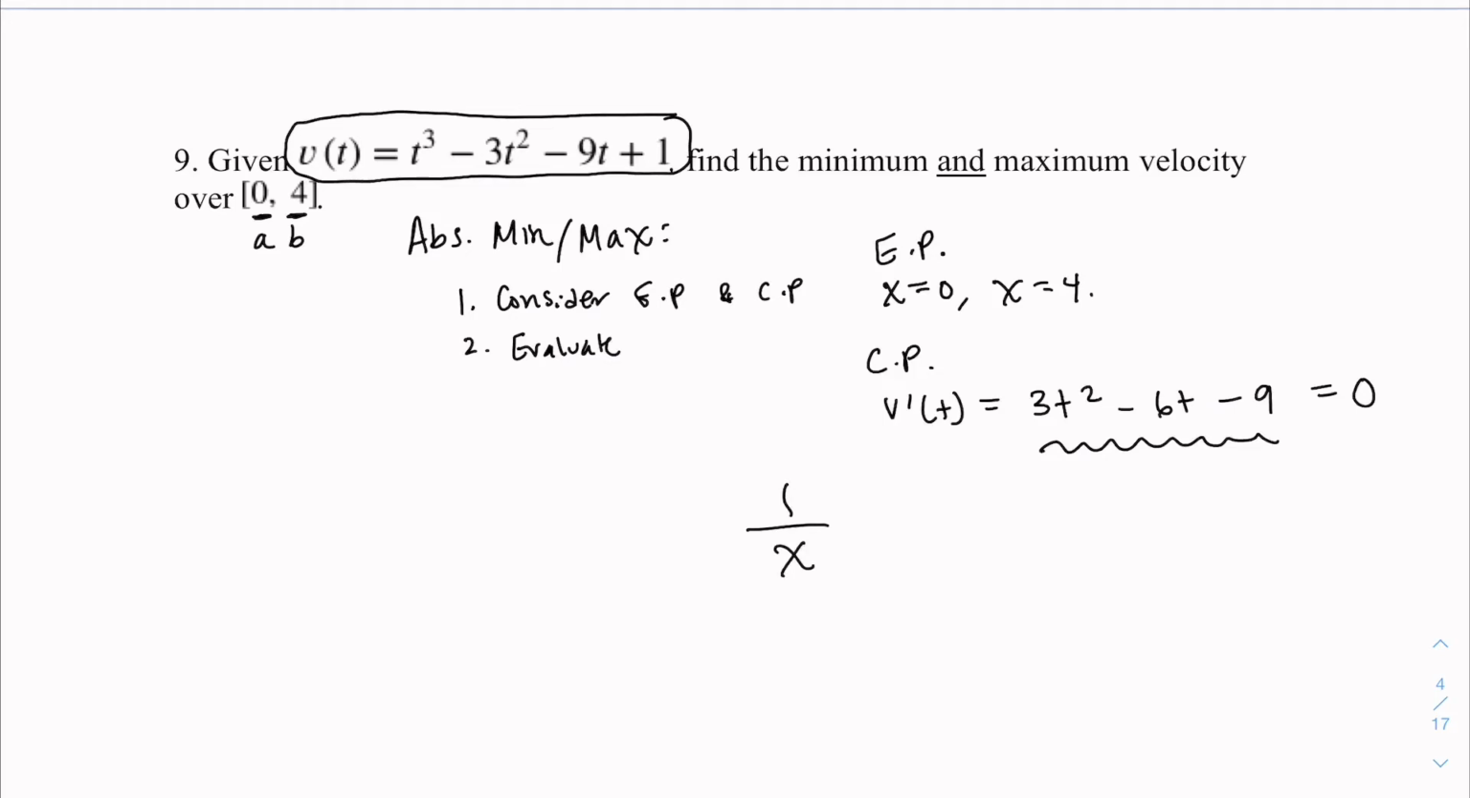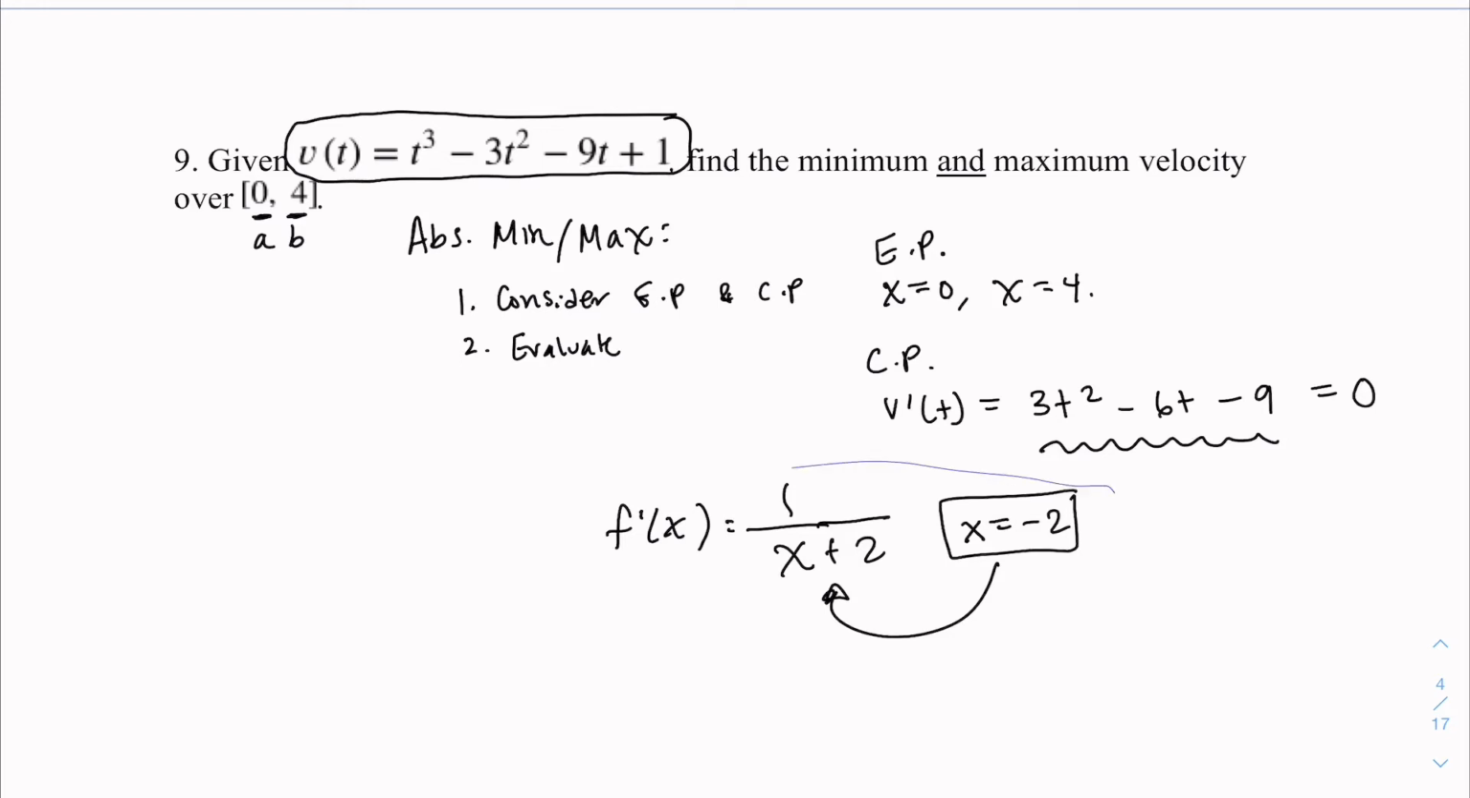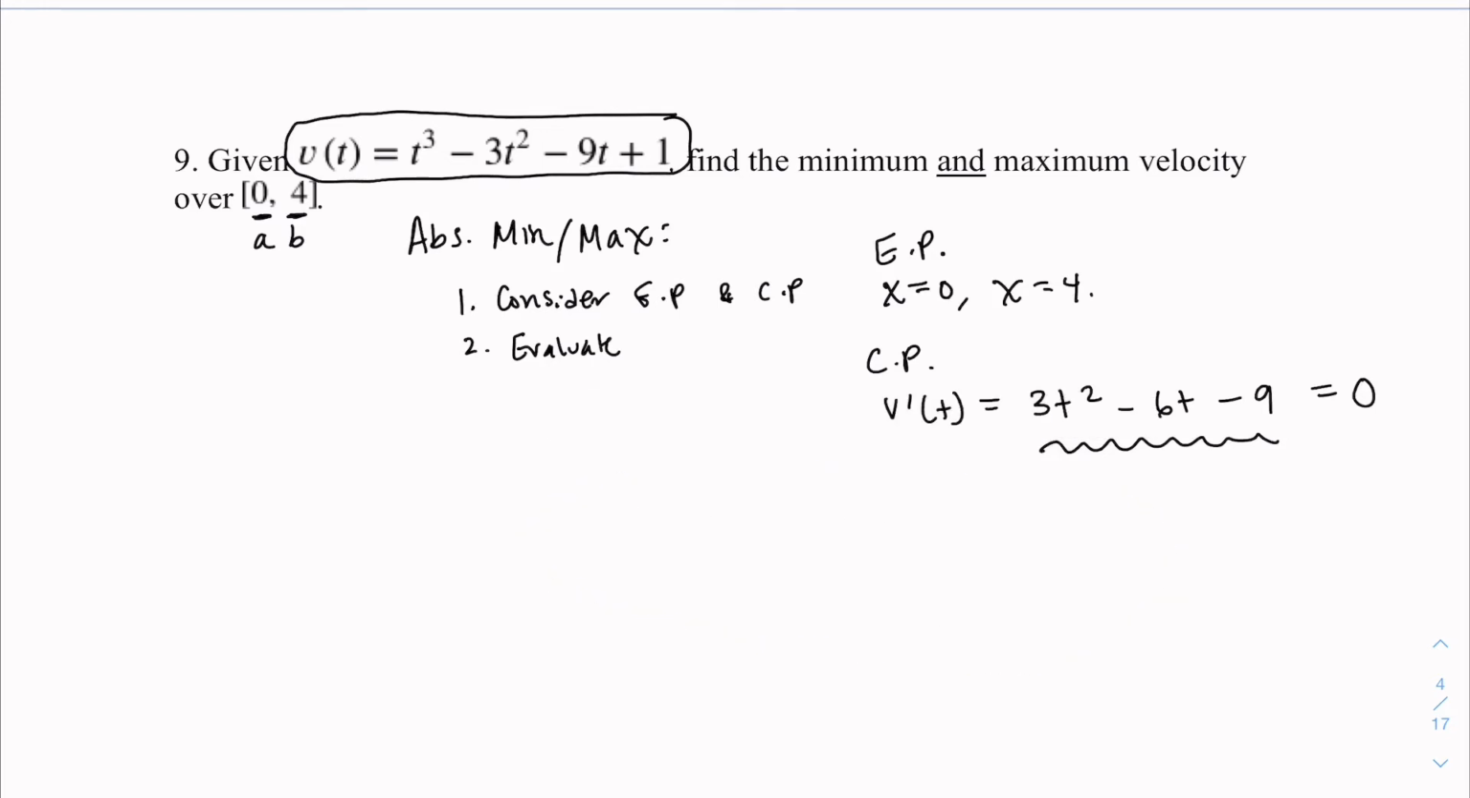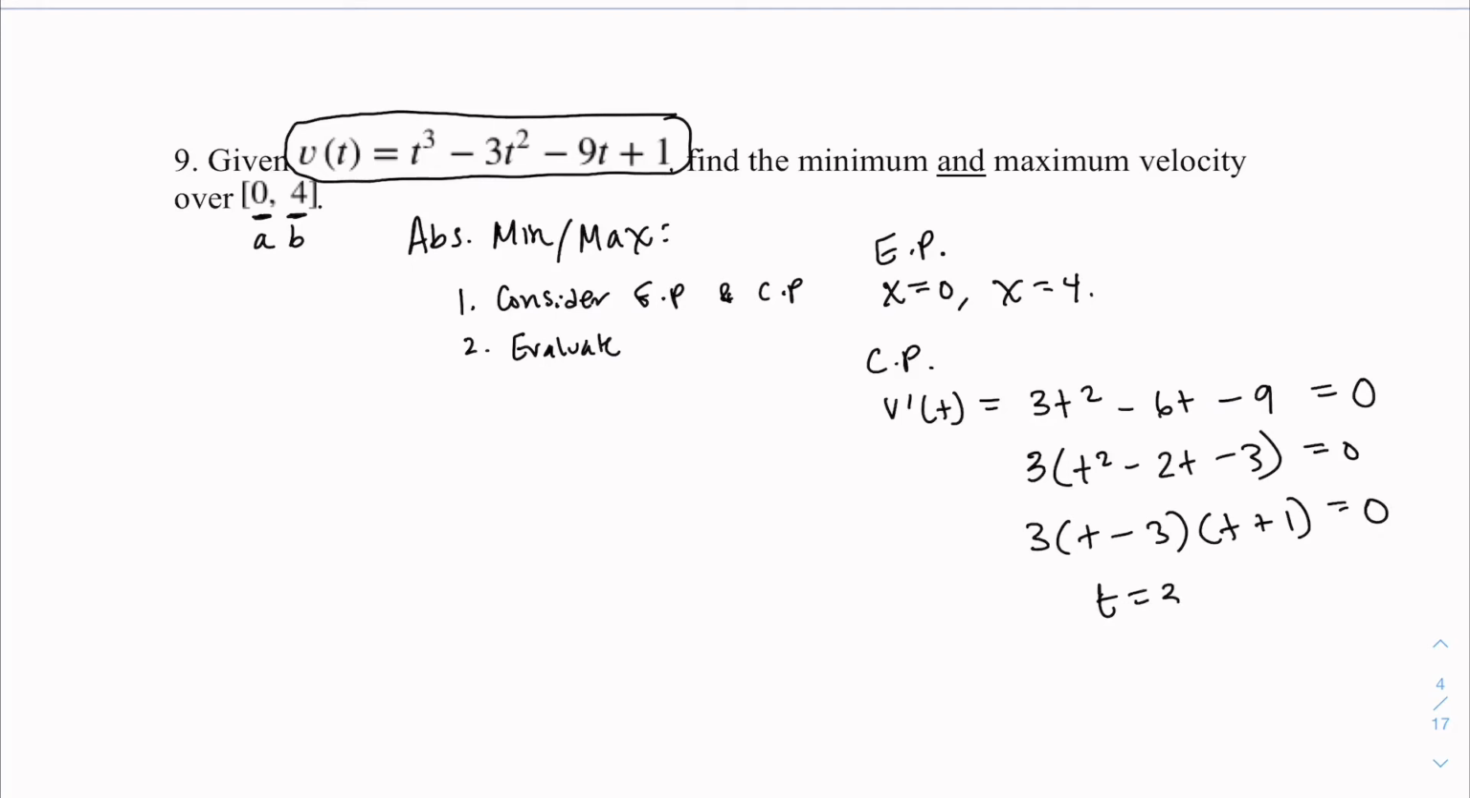If, let's say, I had something like this, then x equals -2 would be one of my critical points because the derivative doesn't exist at -2 because I can't divide by 0. Okay, but we don't have a situation like that right now. So let's factor. I can see that I have 2 critical points: at t equals 3 and at t equals -1. But bring it back to your interval that you're interested in, from 0 to 4. So that means that -1 won't be something we need to even think about. So we've figured out our endpoints are 0 and 4, and our only critical point is 3.